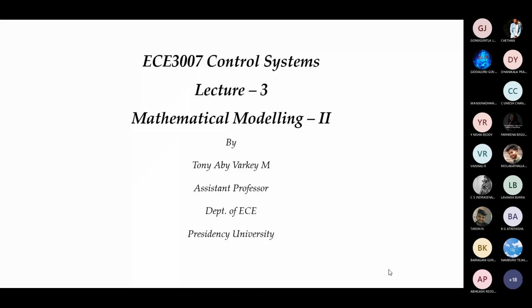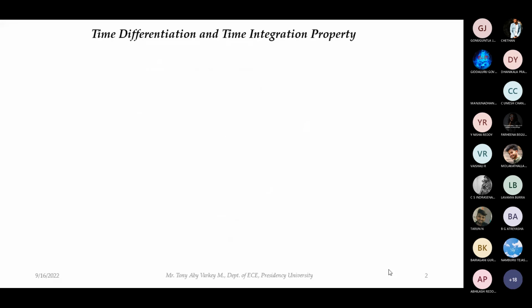So today we will continue with the mathematical modeling of electrical circuits. We'll try to wind up this topic today. I just want to give you a brief preview about these two properties of Laplace transform, the time differentiation property and the time integration property.